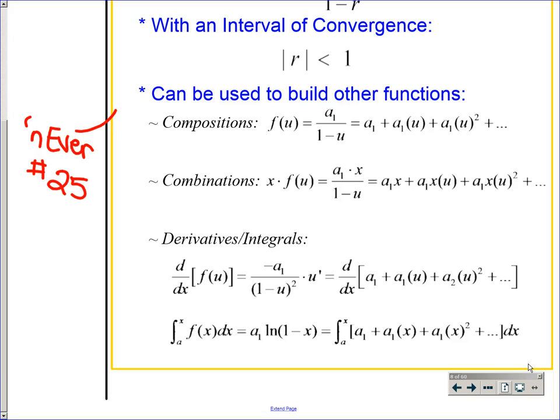U is equal to 1 minus x. But wouldn't du be negative 1? Shouldn't I have a negative? Oh, what's a1? Well, it's not an arbitrary constant. It's the first term. Where did the negative go? But the integral should be the positive value.